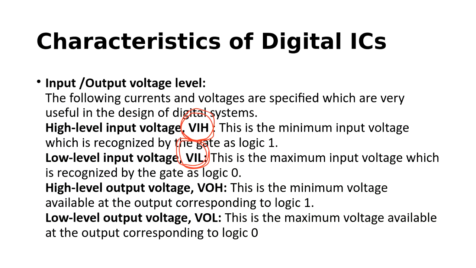Similarly, the same notation is used for the output. The only difference is between I and O. So VOH, O for output, is the output high voltage, and that voltage will be taken as 1. And VOL, OL for output low, is the low voltage at the output, which will be considered as logic 0.